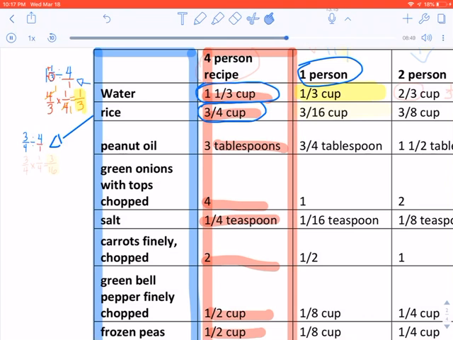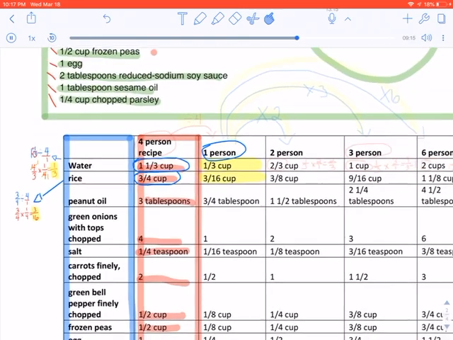I know I'm going to do the keep it, switch it, flip it. So 3 over 4, keep it, switch it, and flip it. 3 times 1 is 3. 4 times 4 is 16. And my answer there is 3/16. So if I go for rice and I go under 1 cup, notice that there is 3/16 of a cup.